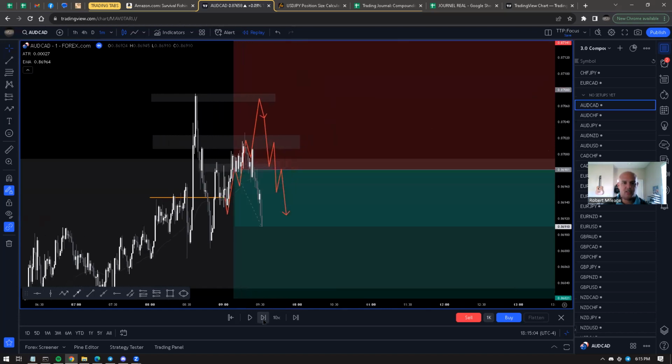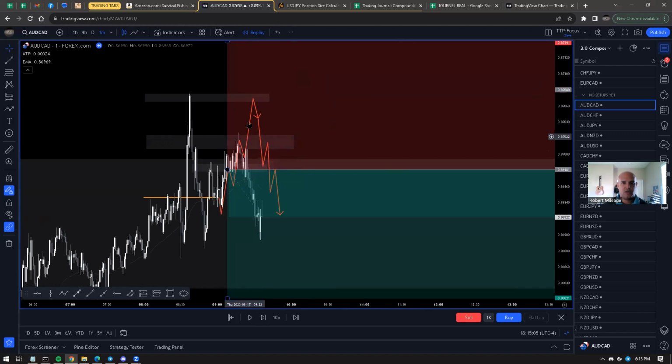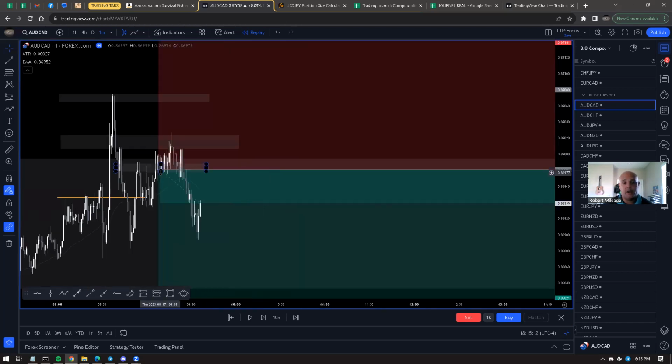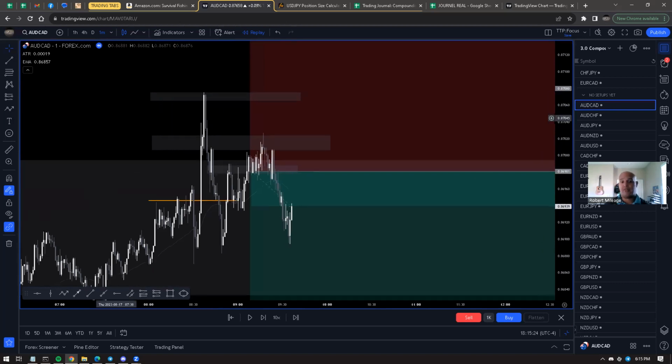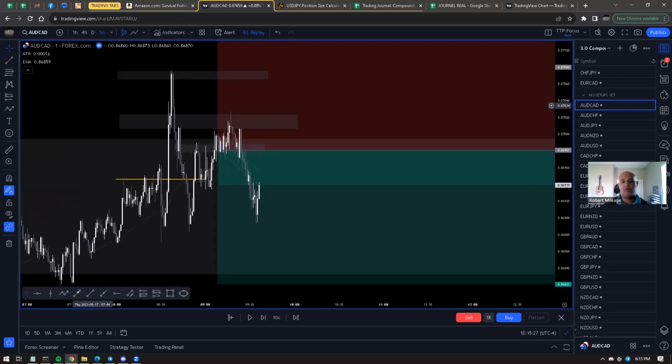It's been tested, so let's clean that up a little bit. My first level was tested, and I got in on it. The second level was tested, rejected. Could have been another entry if you were trying to stack your trades or anything like that. I try not to stack trades in drawdown. I will stack trades as they go in profit, but I won't stack trades in drawdown.